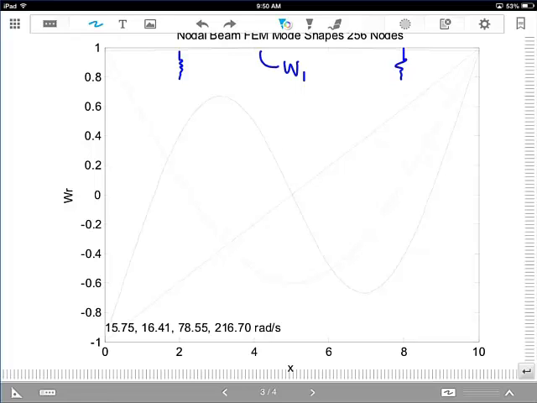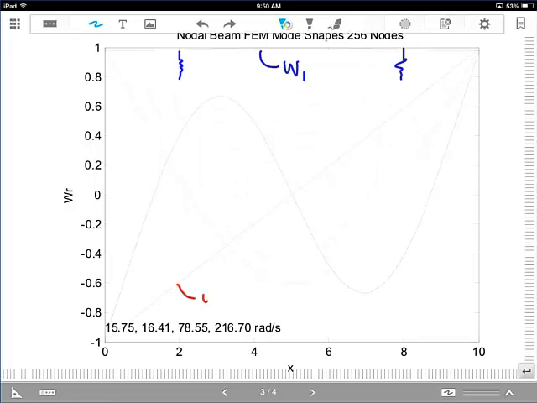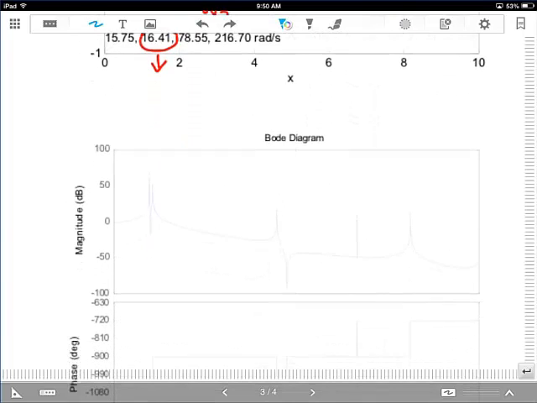This is omega 2, this red mode shape here, W2, and then green and black are the third and the fourth one. Now, one thing you'll notice about omega 2 is that this number has gone down. And that's because, again, we're talking about the same spring stiffness, but it's moved inward. So the effective stiffness on that rotation mode is lower.